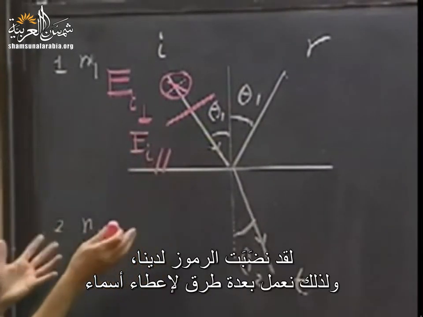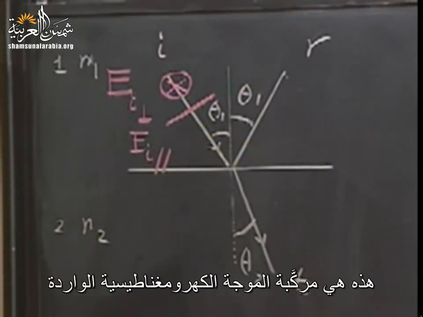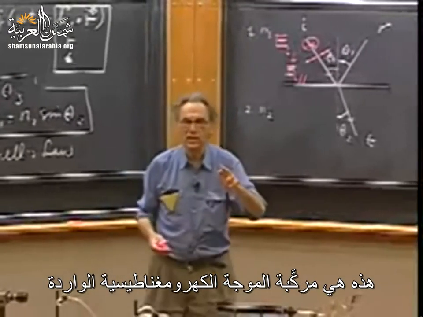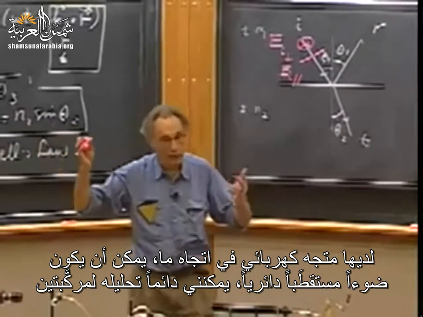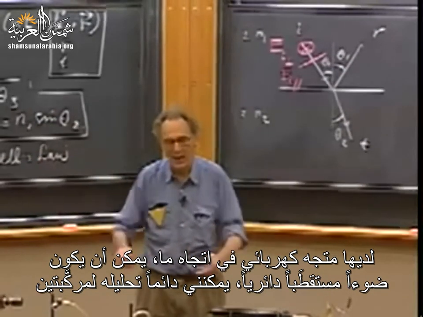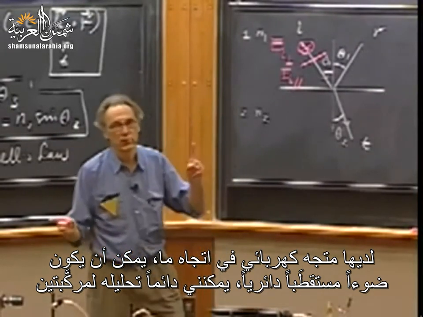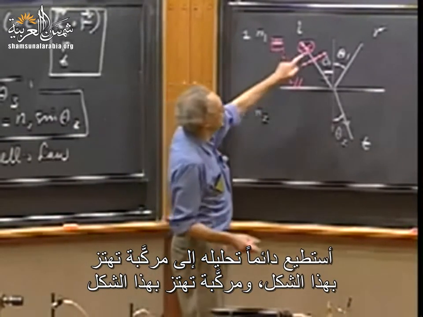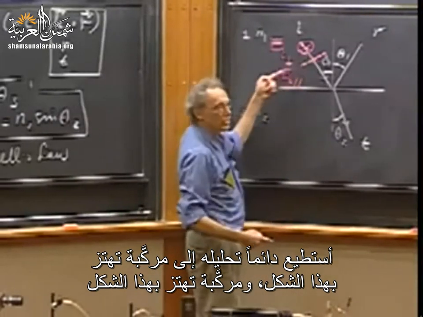We run out of symbols, so we try to do it all kinds of different ways to give names. So this is a component of an incoming electromagnetic wave. It has an electric vector in some direction. It could even be circularly polarized light. I can always decompose that in two components, one that oscillates like this and one that oscillates like this.